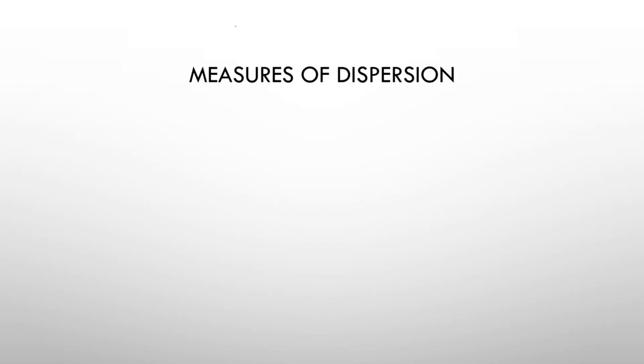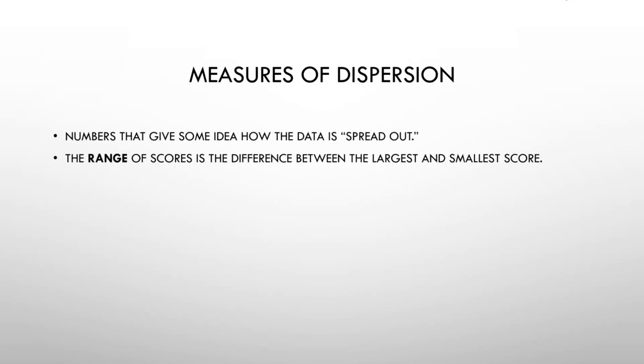Next, we're going to take a look at what's called measures of dispersion. Measures of dispersion are numbers that give you some idea of how spread out your data is. So one measure of dispersion is the range, and that's the number that you get by subtracting the largest minus the smallest.